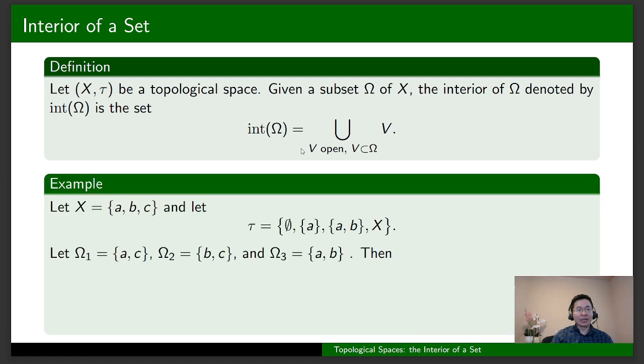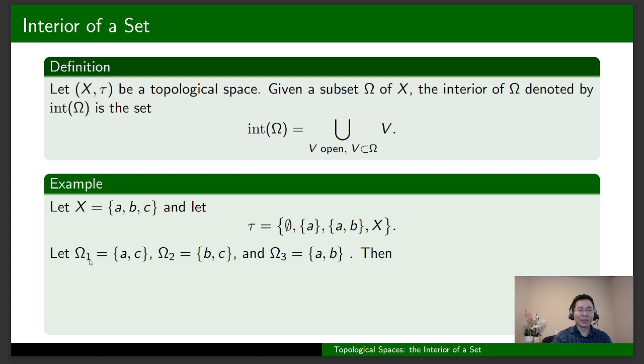To better understand this concept, we are looking at a very simple example. In this example, X is the set consisting of three elements A, B, and C. Let tau be the following collection of subsets of X. We can easily verify that tau is a topology on X and therefore X with tau is a topological space. In this topological space, how can we find the interiors of omega 1, omega 2, and omega 3 over here?